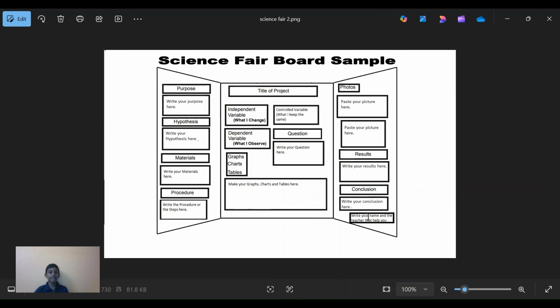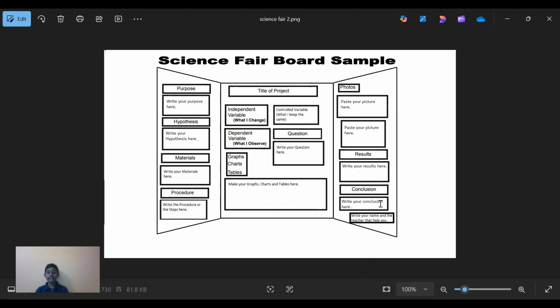The hypothesis is a hypothesis is a clear, testable prediction based on prior knowledge or observation that suggests a possible outcome or relationship between variables in your experiment.